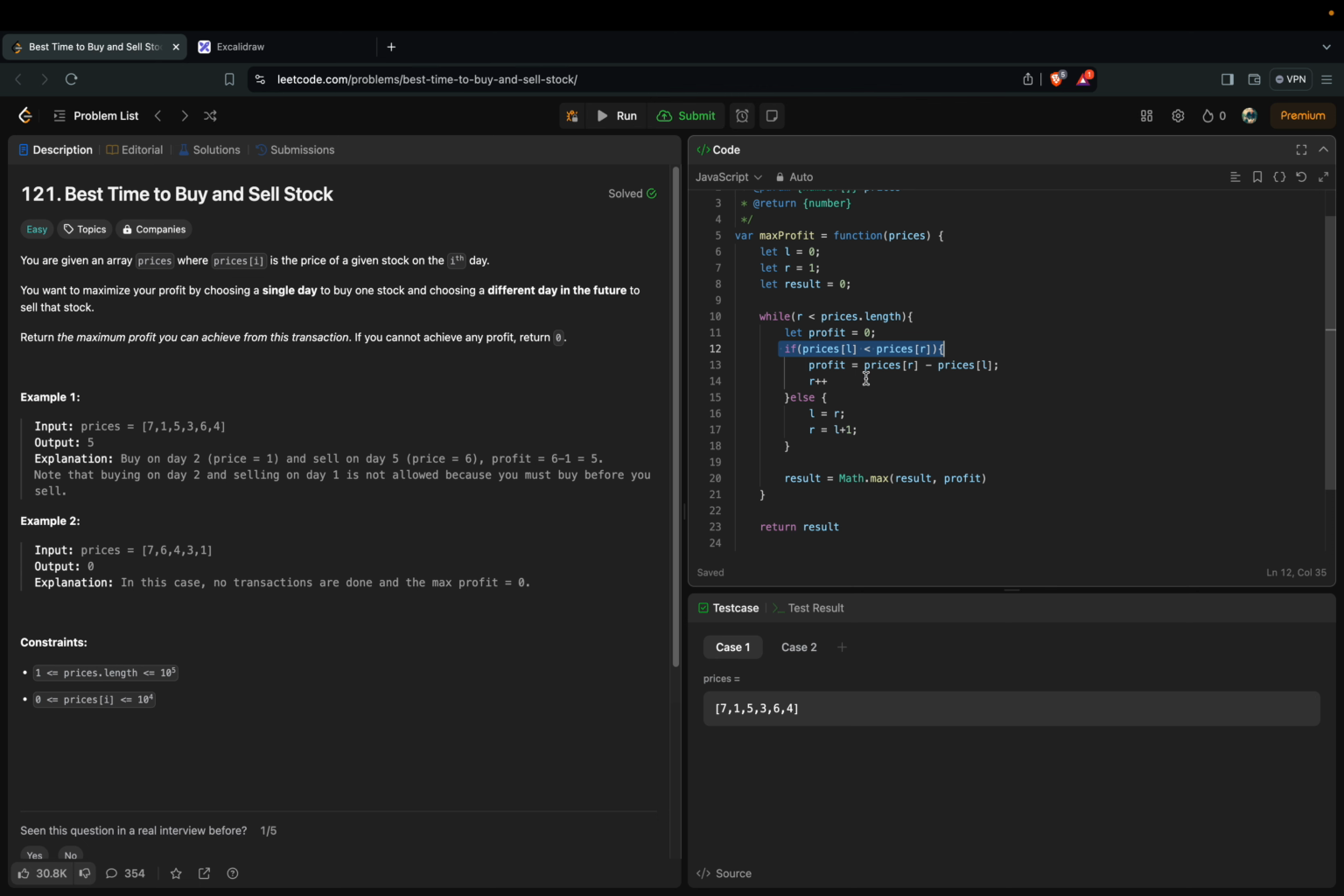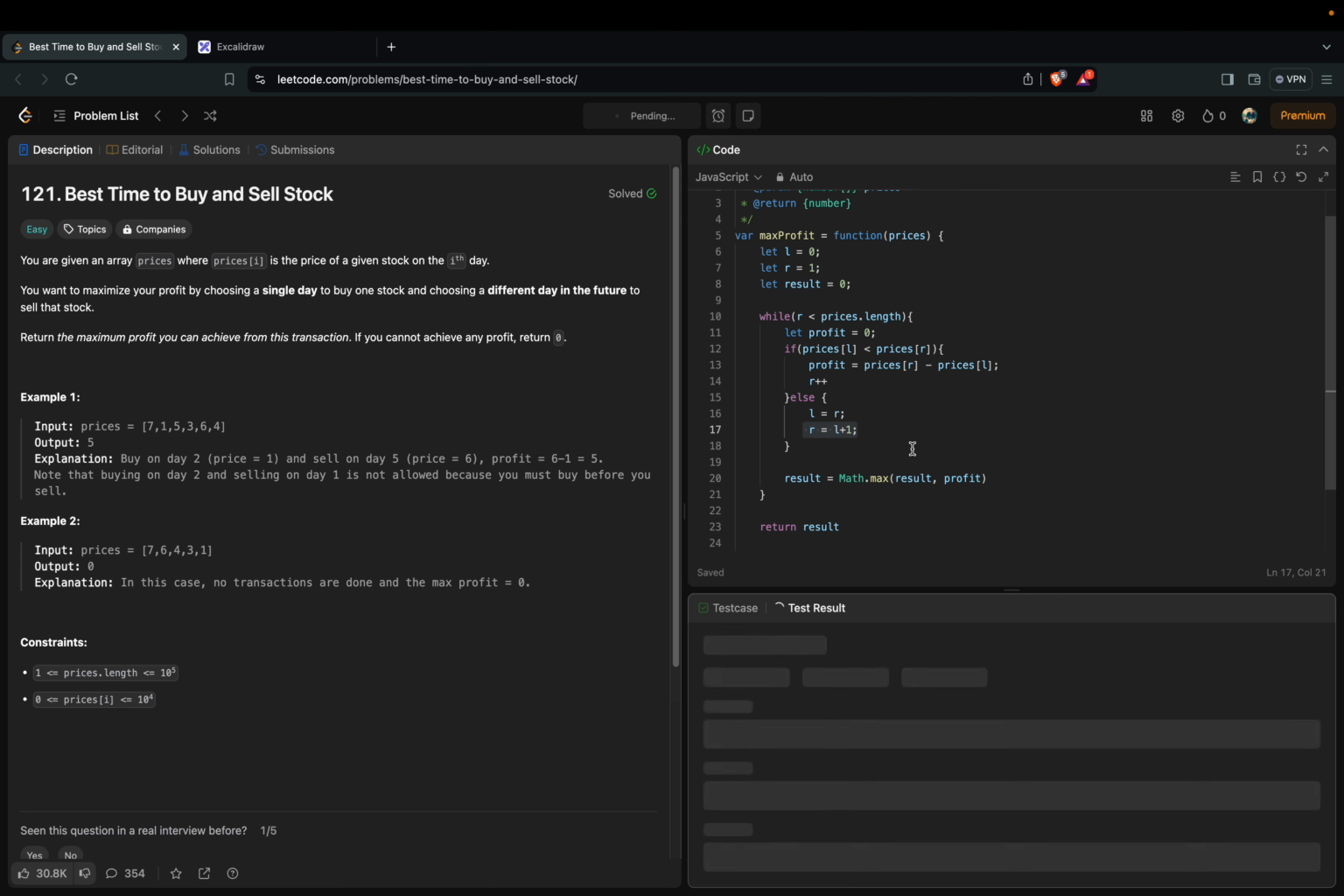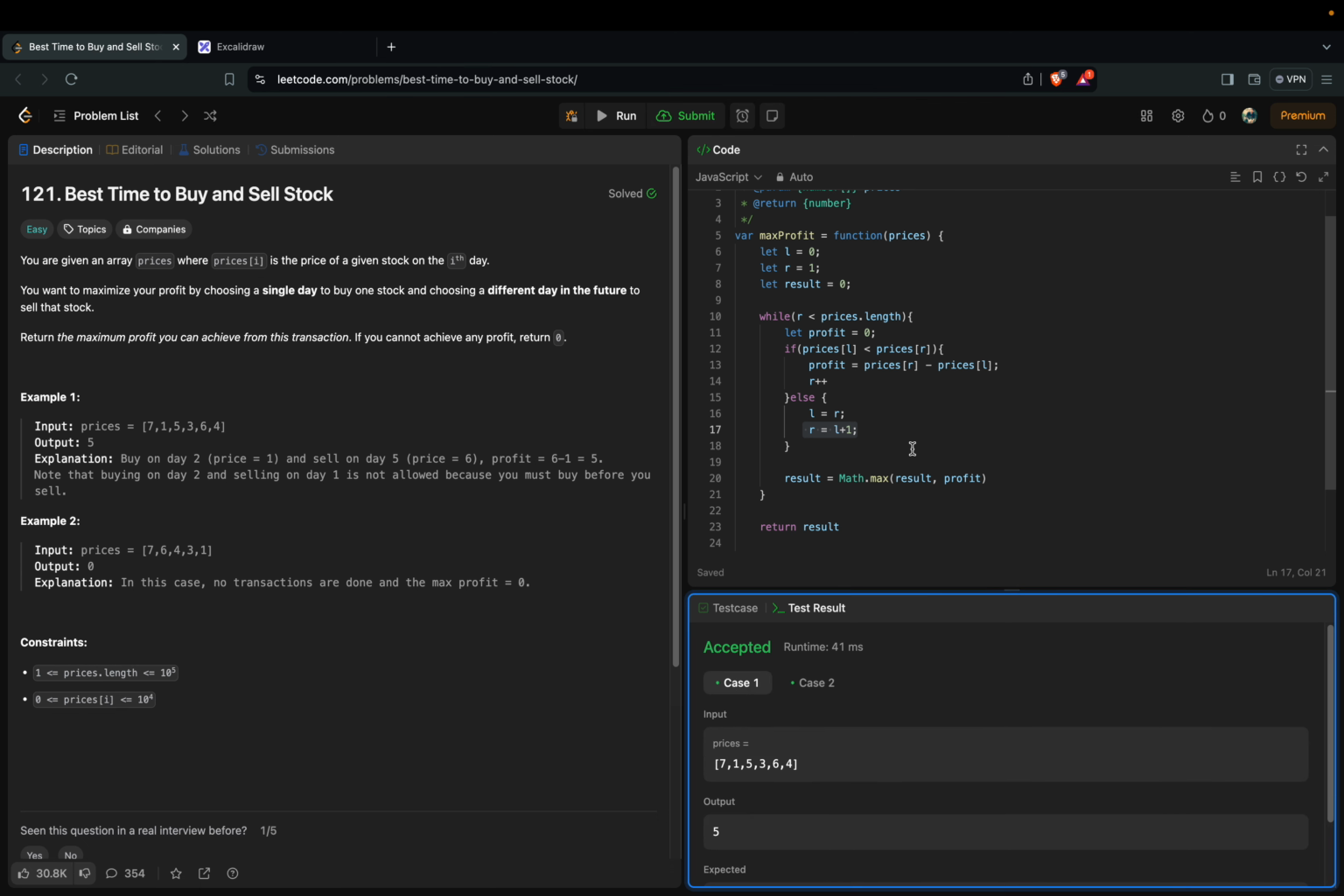If yes, it is less than R, then we are storing the new profit, considering it as a profit, and then we are incrementing R plus plus. If not, if it was equal or greater than, then we do L equal to R and R equal to L plus 1. And yes, this is how we solve this problem. Now we are going to run this and submit.